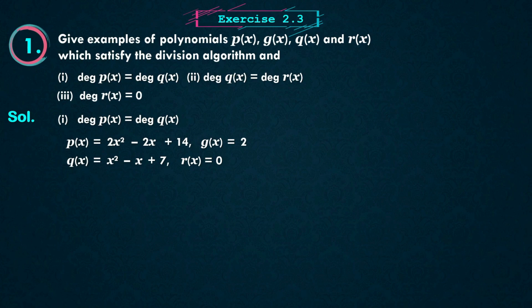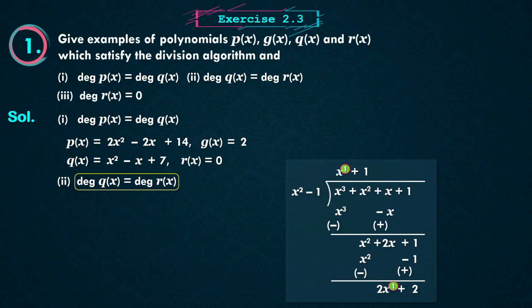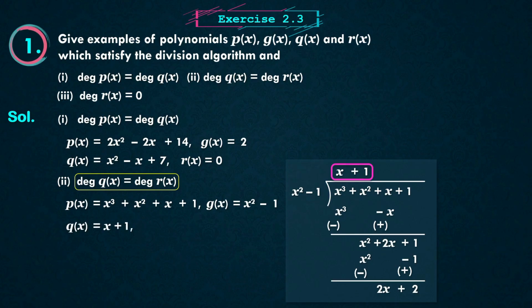Now let us move to the second case. Here the condition is that the degree of q of x is equal to the degree of r of x. Let us take the following example. Let p of x be x cube plus x square plus x plus 1. Let g of x be x square minus 1. Let q of x be x plus 1. And let r of x be 2x plus 2. Now let us verify whether these polynomials satisfy the division algorithm.